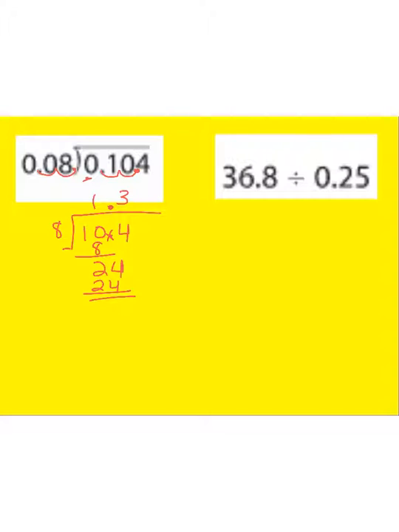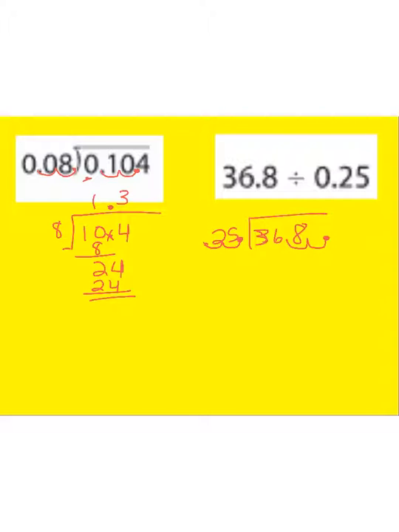Okay, last problem. Let's do the same thing. This one we need to go ahead and write as a division problem, as a long division problem. So we have 36 and 8/10 divided by 25 hundredths. Okay, so number one goal, we need a whole number to divide by. So we're going to have to move our decimal 2 places to the right in the divisor, which means we move 2 places to the right in the dividend.